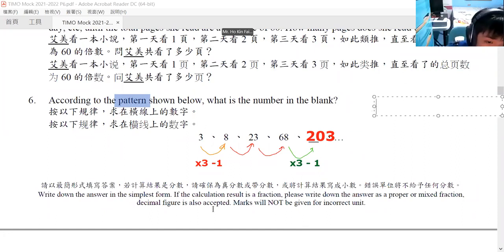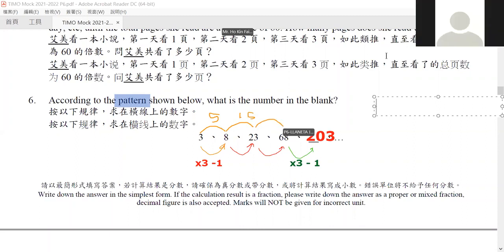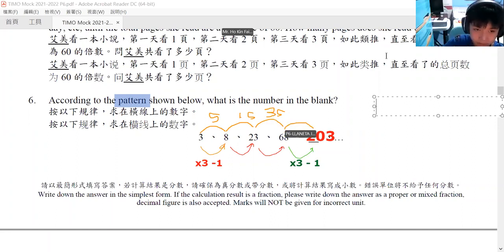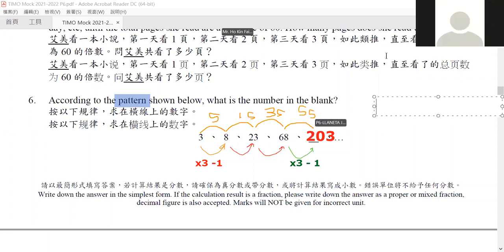I noticed, teacher, when I took the differences of the numbers, it was like this: 5, 15, 35, and then the next number is 65. They differ by 10, and then 5 and 25 differ by 20, and finally, yes, it should be 65.